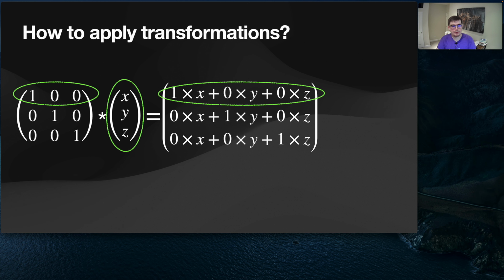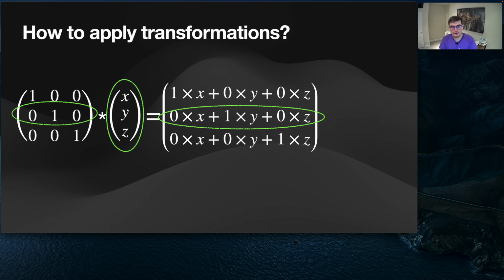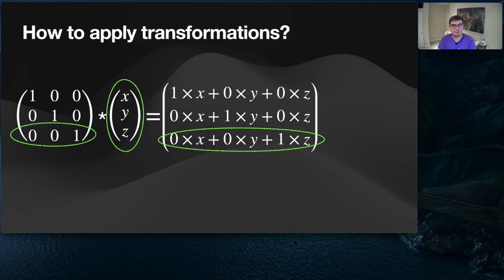So in order to calculate the new x coordinate of a point, we need to multiply the first row of the matrix by the first column of the second matrix, right? As you can see them highlighted here. And to calculate the new y coordinate, we need to multiply the second row of the first matrix by the first column of the second matrix, and to calculate the new z coordinate we need to multiply the third row of the first matrix by the first column of the second matrix.